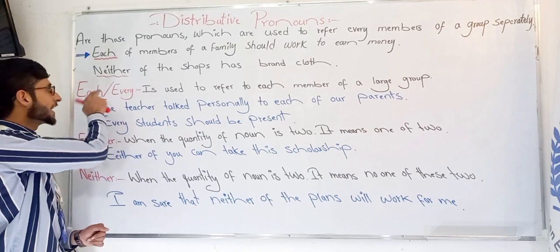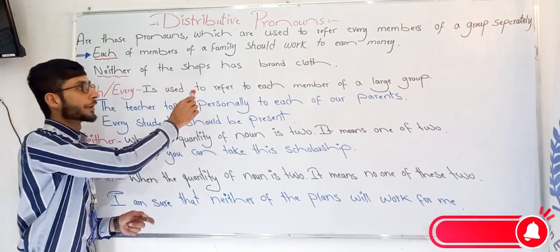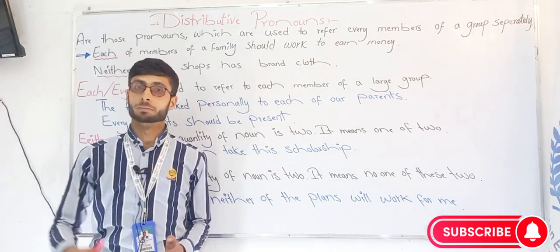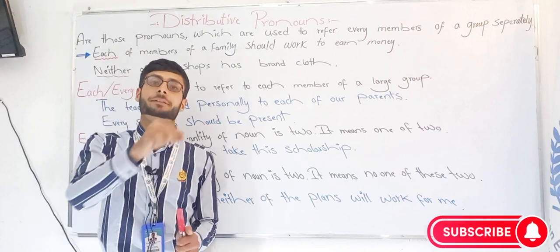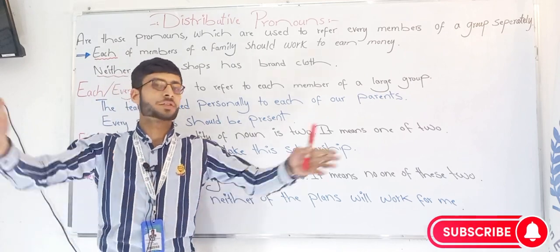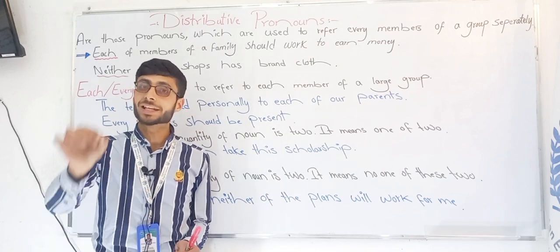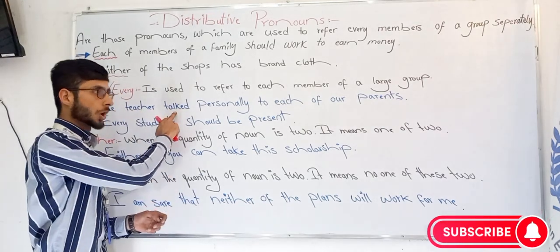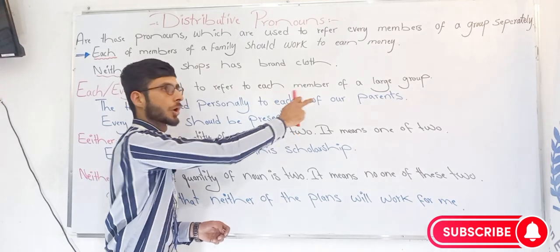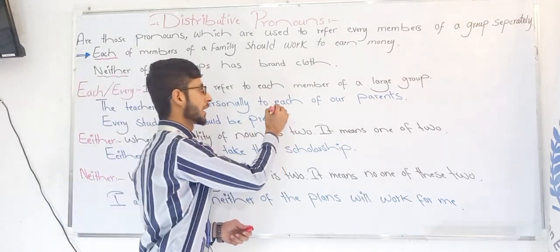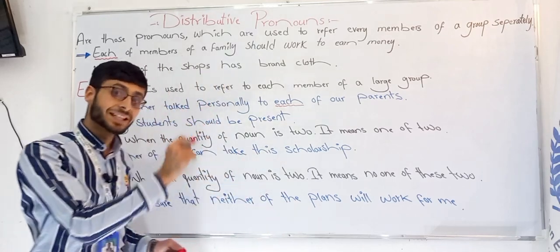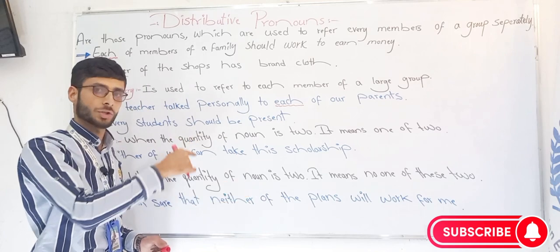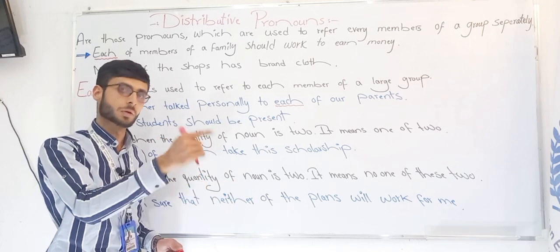The first one is each or every. It is used to refer to each member of a large group. We want to talk about a large group, but when we talk about each of them individually or separately, there are lots of students, for example. I want to mention each of the students, we can use a distributive pronoun like this: The teacher talked personally to each of our parents. Which one is the distributive pronoun? And here we have each. It means each of the students has parents. The teacher talked with them individually or separately.